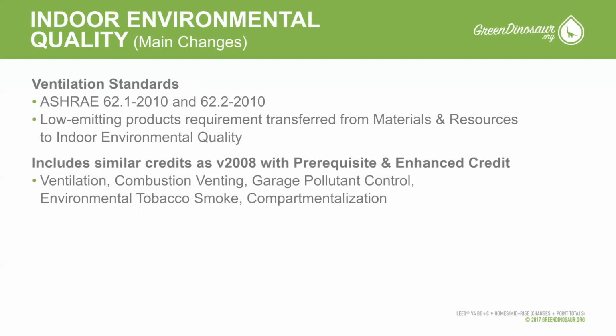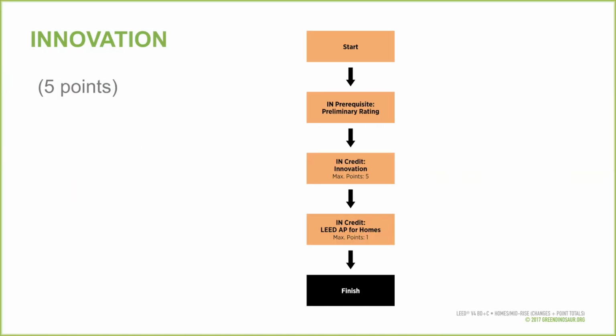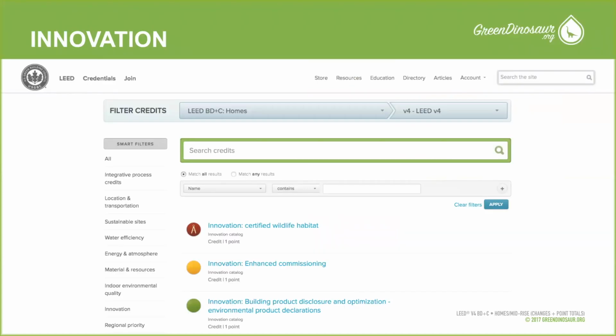For the innovation category, preliminary rating is now a prerequisite and has been moved from innovation and design to innovation. The LEED AP Homes is still an option, and innovation still offers credit for innovation credits or regional priority credits. You can still access the innovation catalog through the USGBC website.